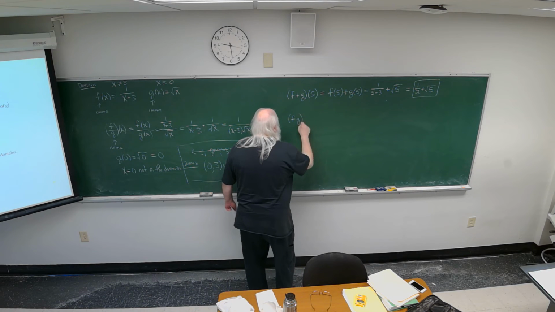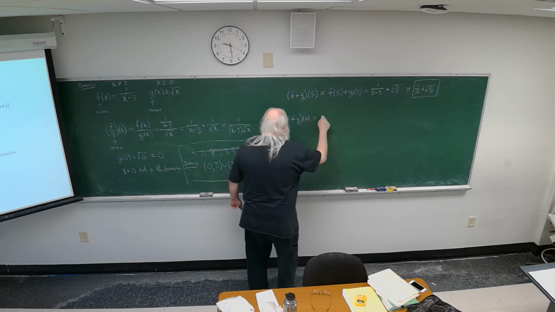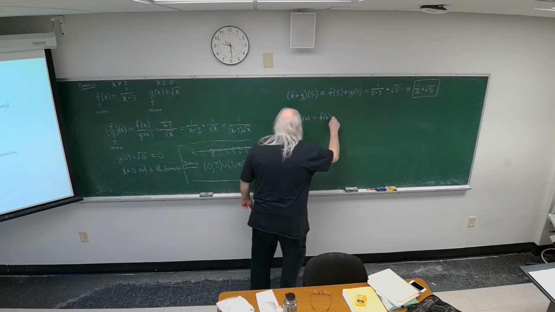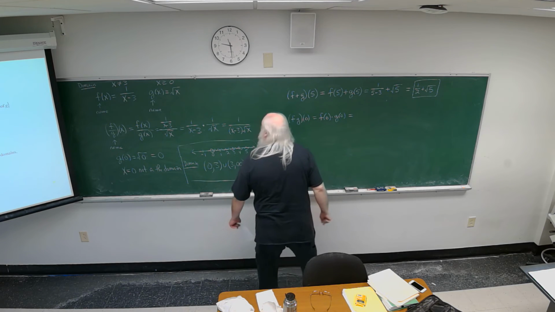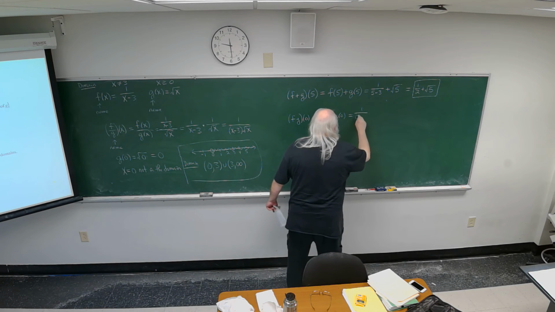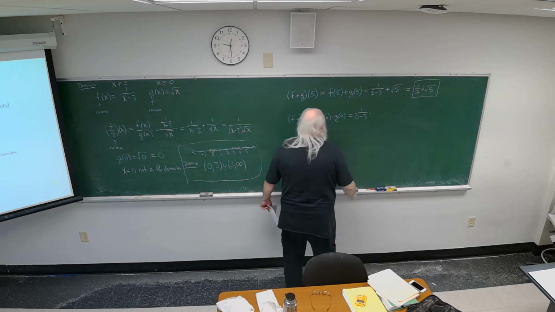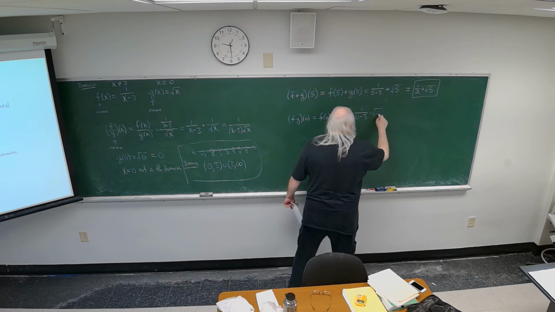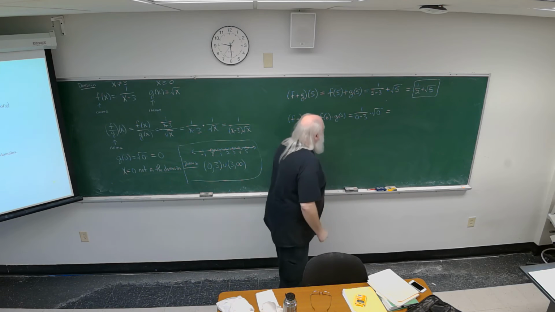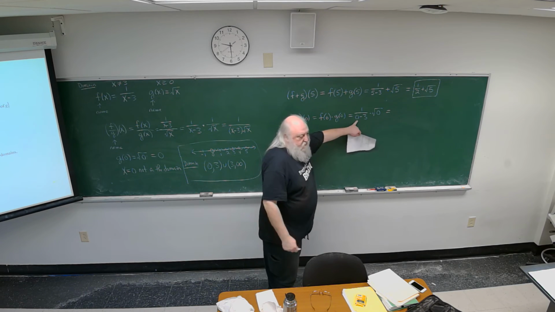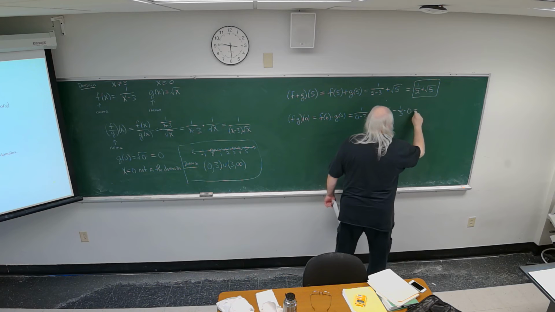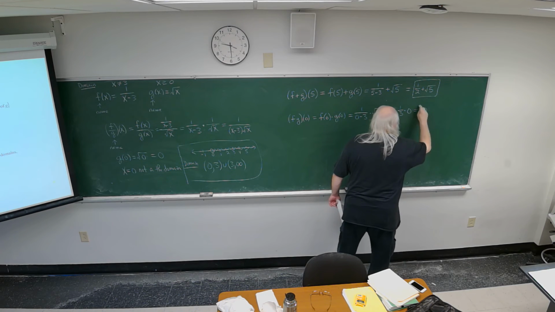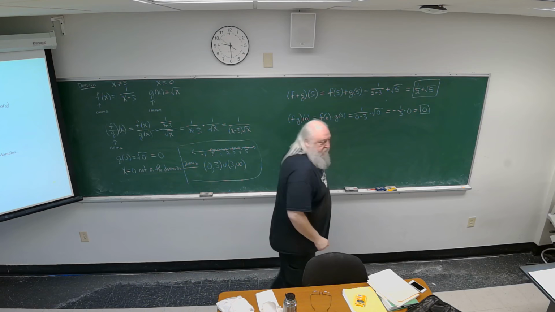f times g of 0, by definition, is f of 0 times g of 0. f of 0 is 1 over 0 minus 3, and g of 0 is the square root of 0. 0 minus 3 is minus 3, right? So this first factor is just equal to minus 1/3. Square root of 0 is 0. So we have minus 1/3 times 0, which is 0. Anything times 0 is 0.